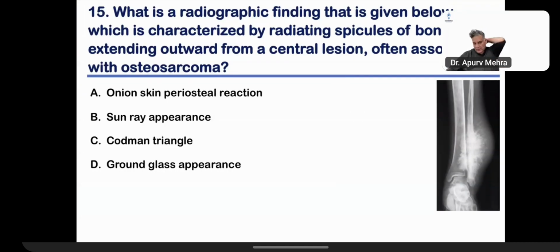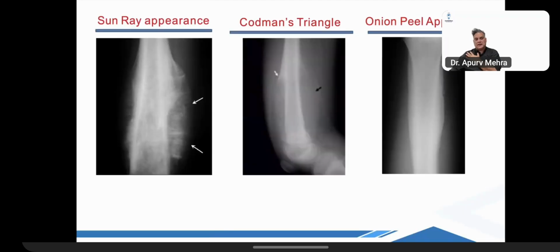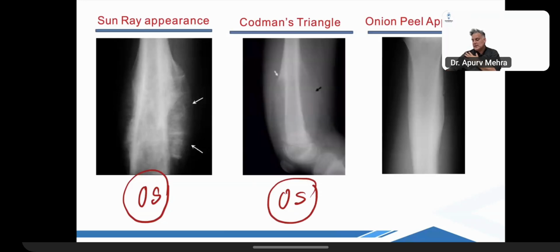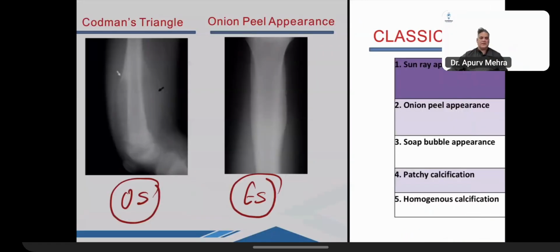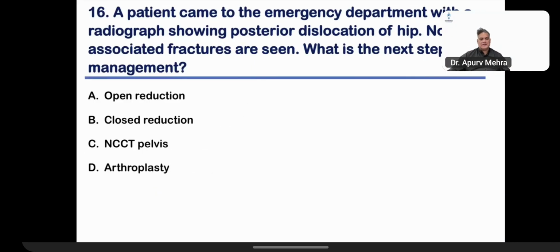Next. What is the radiographic finding given below, radiating spicules of bone from a center, often seen in osteosarcoma? Sun ray appearance. You should know all the important reactions. Sun ray appearance, any malignant lesion but osteosarcoma. Codman's, any malignant lesion but osteosarcoma. Onion peel, any malignant lesion but Ewing sarcoma. It can be there in chronic infections as well. Remember these tables.